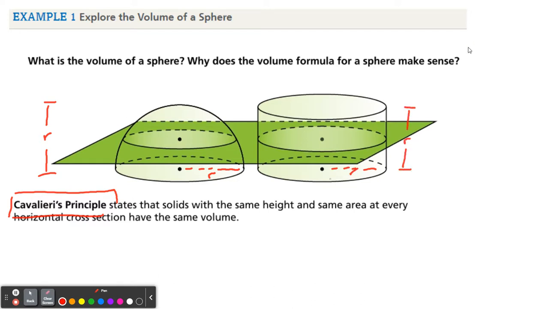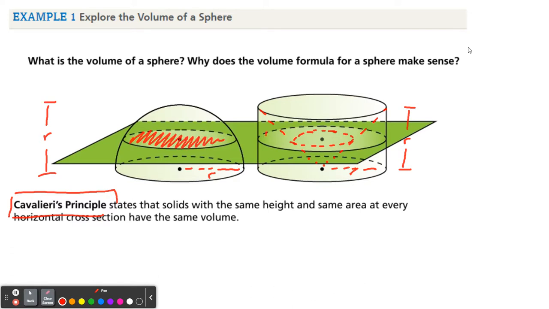Now, what we're going to do here is intersect this cylinder with a cone. All right, so we're going to do it just like this. So I'm going to draw in this cone. And what's going to happen here is this cone is going to create a cross-sectional circle, because a cone has a circular base.